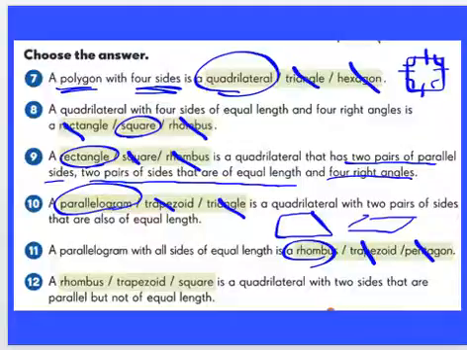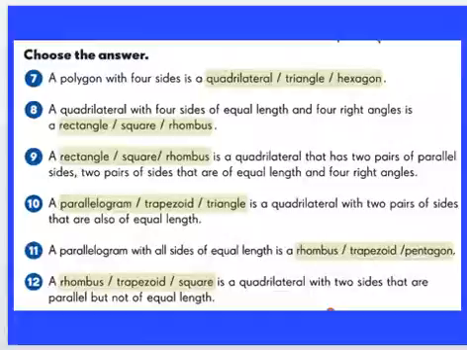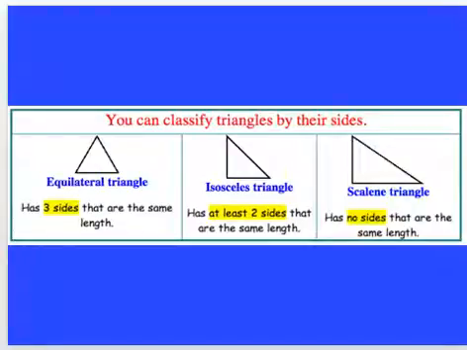And then which one is a quadrilateral with two sides that are parallel, but they're not necessarily equal length? Let's see. So not a square, because they're all equal length. And not a rhombus, because they're all equal length. They didn't say two sets, they just said two sides. So it must be a trapezoid, because there's 4 sides in a trapezoid, and 2 of them are parallel to each other. But they're not all equal, so they're talking about just those 2 sides right there are parallel. All right, let's move into triangles.